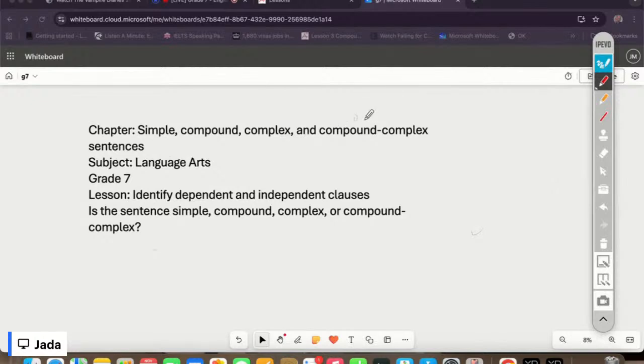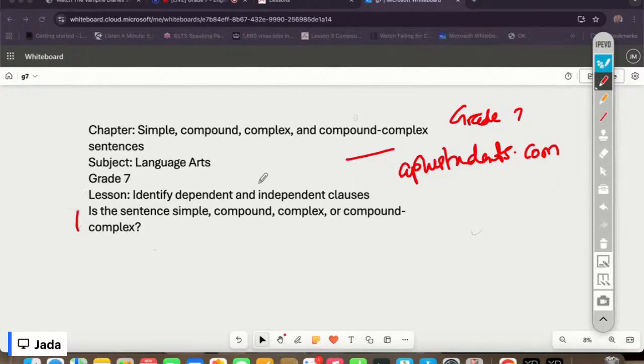Today we will have simple, compound, complex, and compound-complex sentences. First, you have to log in using aplusstudent.com. Click on your name, move on to Language at Grade 7. Chapter is Simple, Compound, Complex, and Compound-Complex Sentences. Lesson is Identify Dependent and Independent Clauses. Is the sentence simple, compound, complex, or compound-complex? Okay.